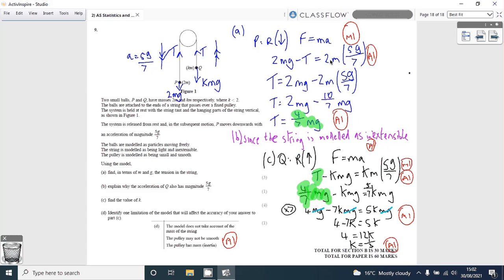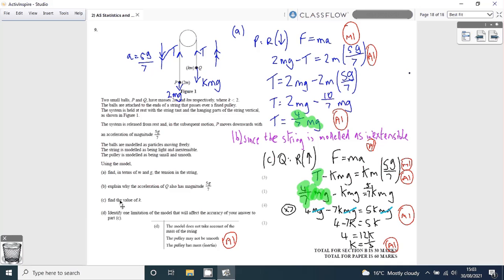Our mass is 2m and our acceleration is 5g over 7. So rearrange that to make T the subject and simplify it. We get T being 4/7 mg. Now for part B, the reason that Q is accelerating upwards at the same rate as P is accelerating downwards is because the string is being modelled as inextensible. So it's not stretchy. So by definition, one going down must be going down at the same acceleration as the other one is going upwards.